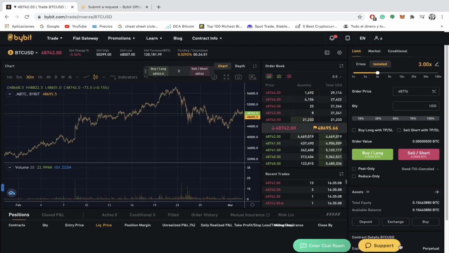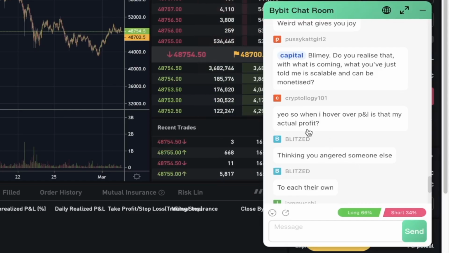Here on the down right side, beside support, you can also enter a chat room. As you can see, if you click here, you'll create a nickname and you can chat with some different traders. You can see also the percentage of people that are in a long position or in a short position. So while you're trading, you can chat with different traders.